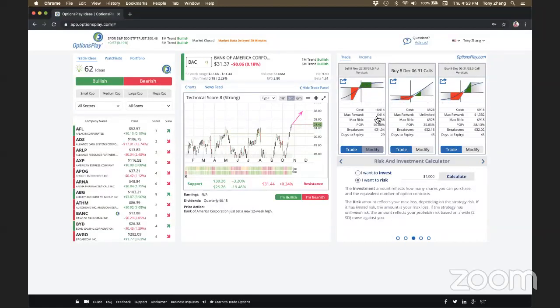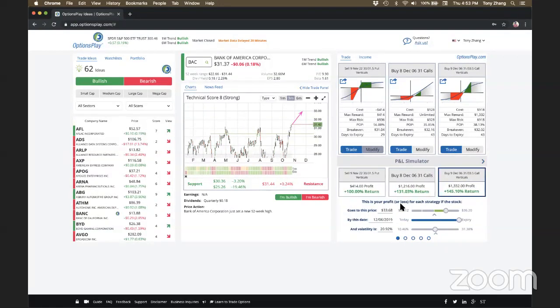Both of these, as you can see, have max risk of 918 and 936, almost the same amount of risk. With one, I can only make $414. With the other, I'm making $1,332. But they're very different from each other. As I said, I think the stock's going to make a big move. So if it moves up to $33, as you can see here, if I sold the credit spread, I make a $414 profit, versus if I bought the debit spread, I make an $882 profit.